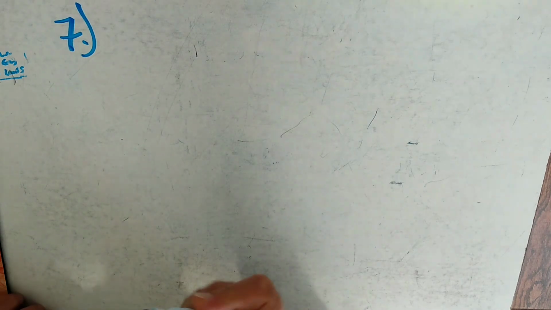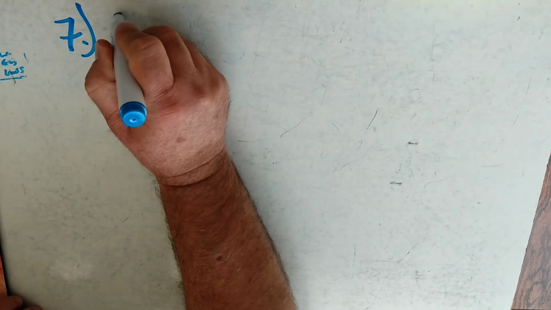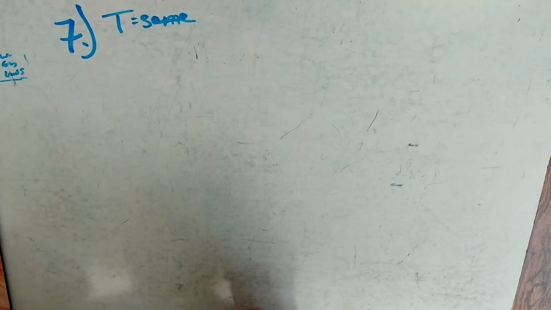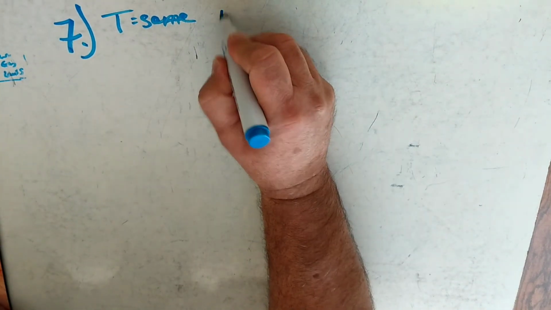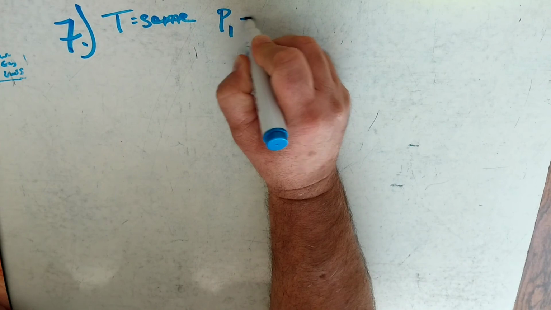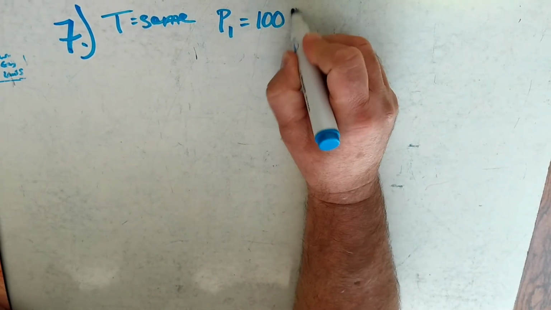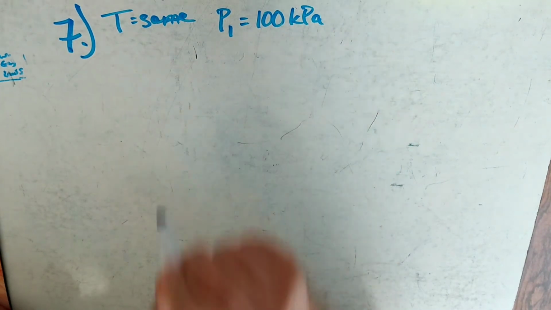Problem number 7. Again, let's take a look at all the givens. Starting off, temperature is the same, so I'm going to just write "same" there. We have an initial pressure, so we'll put P1 because that's initial, and it is 100 kilopascals.